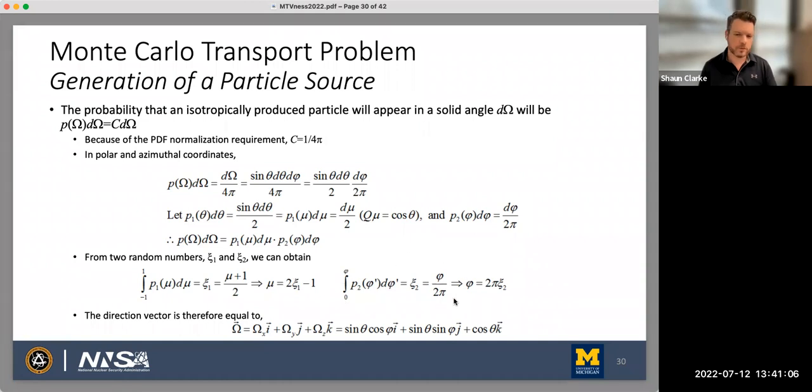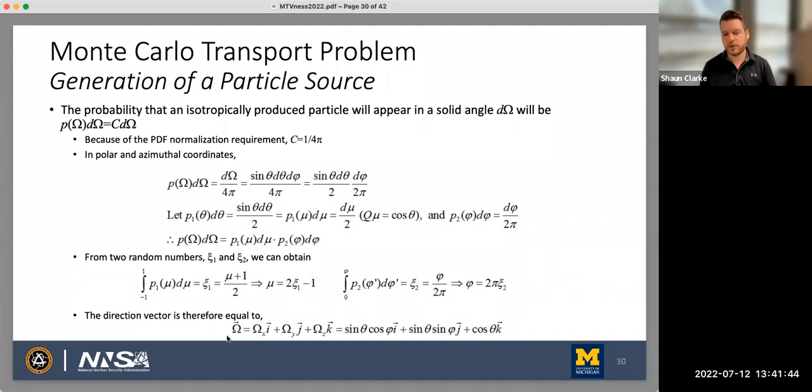Similarly, on the right here, if we want to randomly sample this phi variable, we again construct a CDF from p2 of phi from 0 to phi, set that equal to a second random number, c2, invert, solve, and we can express phi as a function of c2, a second random number. So by sampling sets of independent random numbers, c1 and c2, we can generate pairs of angles, mu or cosine theta, and phi, which then allow us to define this angular direction vector omega.